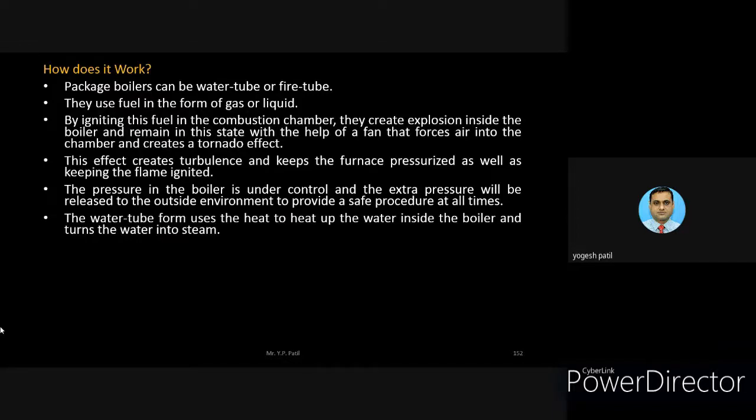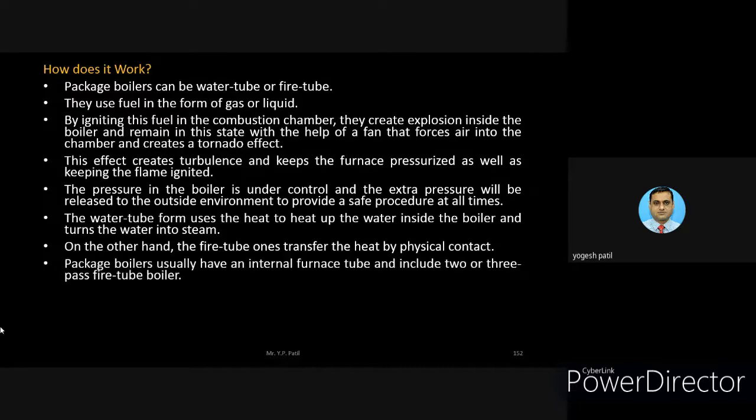The water tube form uses the heat to heat up the water inside the boiler and turns the water into steam. On the other hand, the fire tube one transfers the heat by physical contact. So there is a physical contact. Package boilers usually have an internal furnace tube and include 2 or 3 pass fire tube boilers. So internally there are tubes. There are multiple tubes. Many tubes are there.